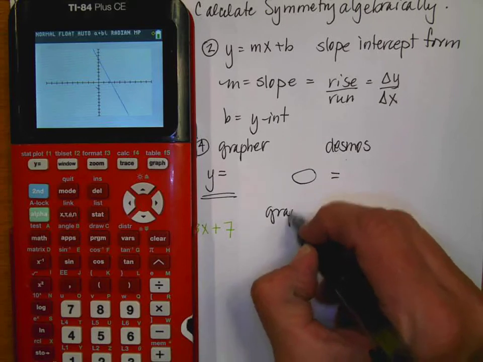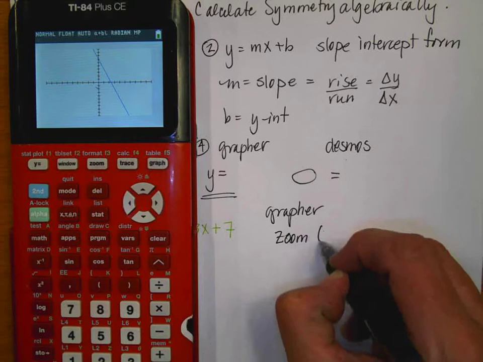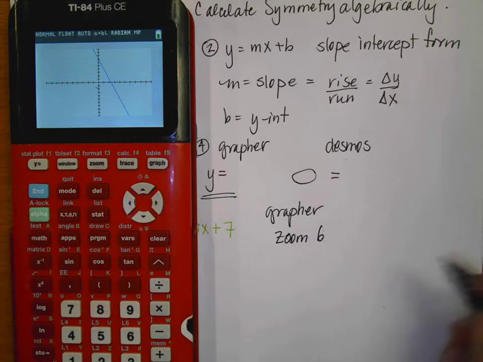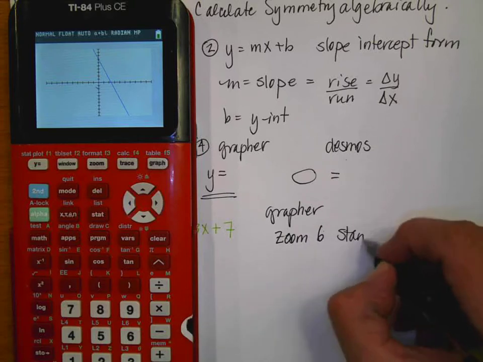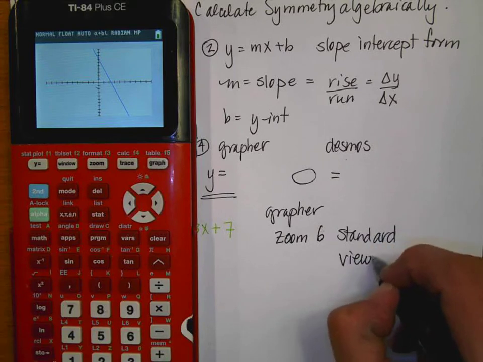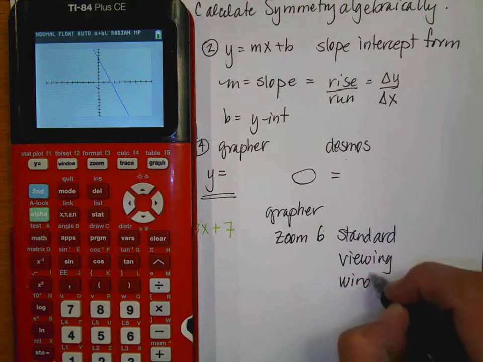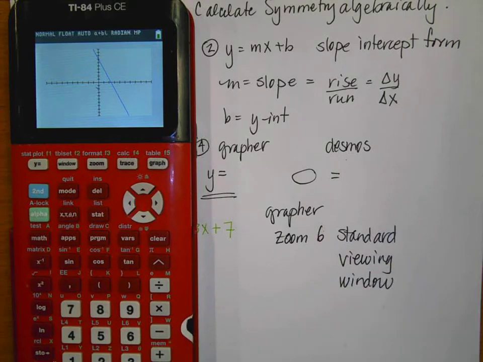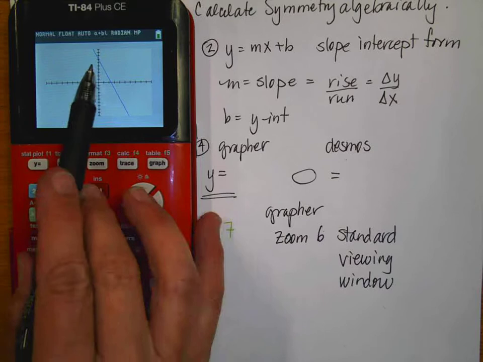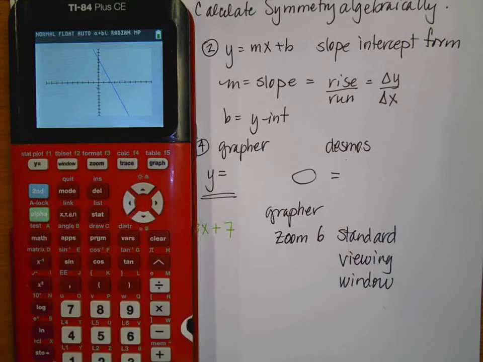So when you're using your grapher, zoom 6 is your best friend because it resets your calculator and puts it in a standard viewing window. And it just is a lovely way of resetting the window on your calculator, right? Zoom 6 is almost a habit for me. I do it almost every time I graph. And so then you can see there's our handy dandy 7 up here, and then my slope, and there's my line.